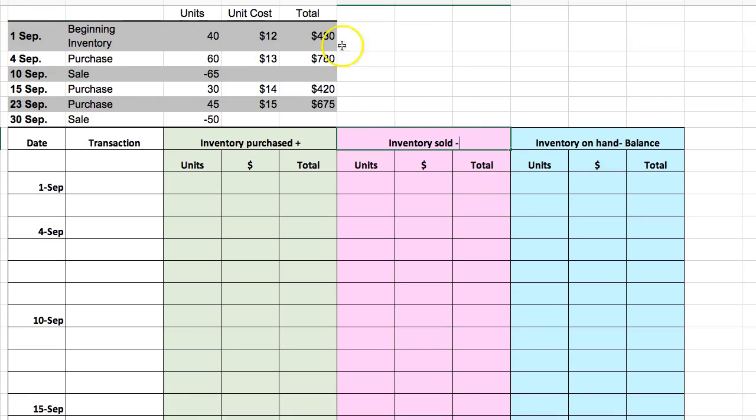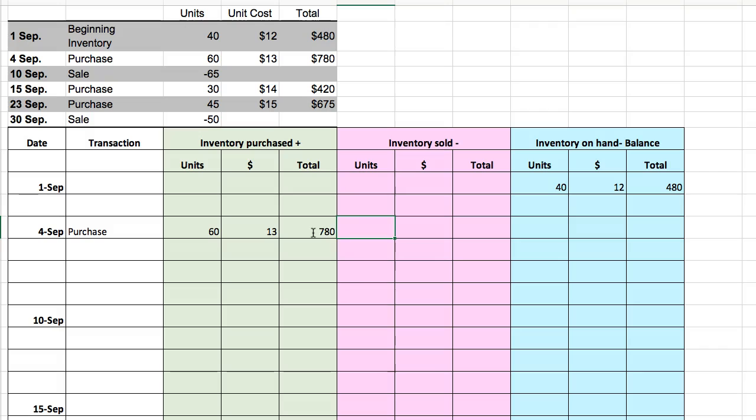Okay, so I'm going to start off with putting in the beginning inventory down. We have 40 units and $12 each. So you can use Excel really nicely to do some formulas. 40 times 12 is 480. We already knew that anyway. So then I step down to the next date. The next date is a purchase transaction. And so I copy in the information there, 60 units, $13, and that's 780.